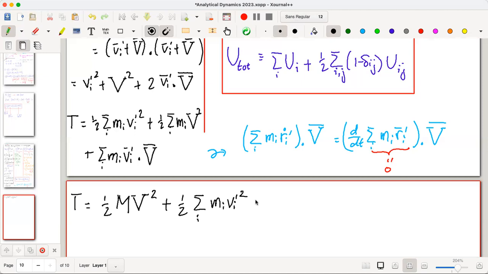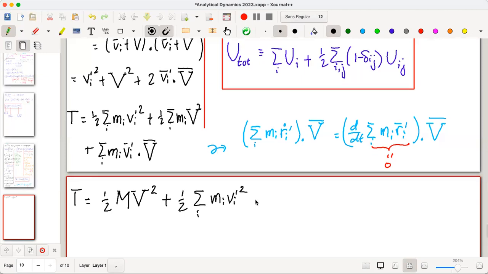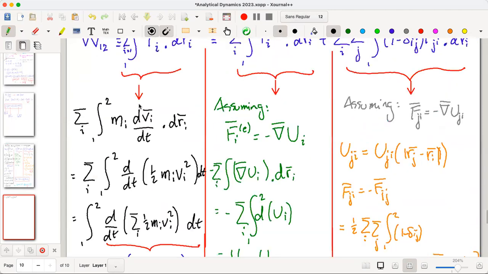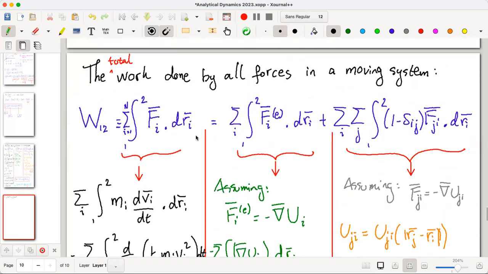Okay. So the kinetic energy has two contributions, one from the center of mass itself, and the second one is from all particles with respect to the center of mass. I don't really care about the expression as long as it can be written like this. So since this is an equality, the left hand side is just equal to the whole right hand side.